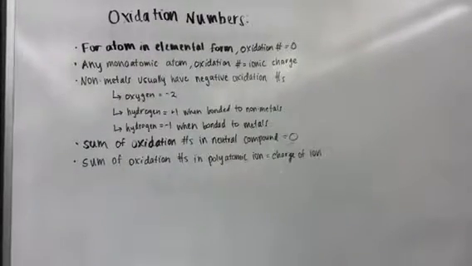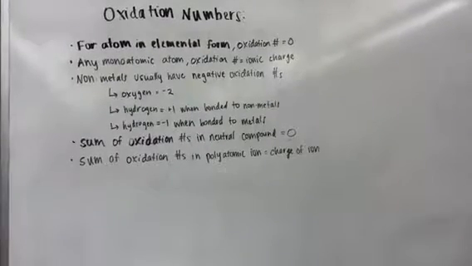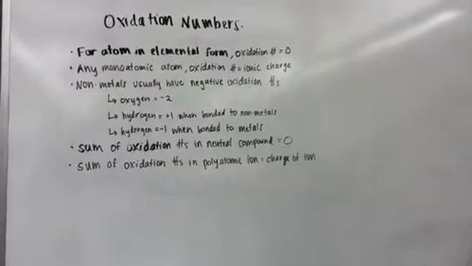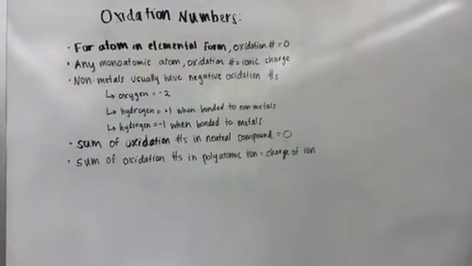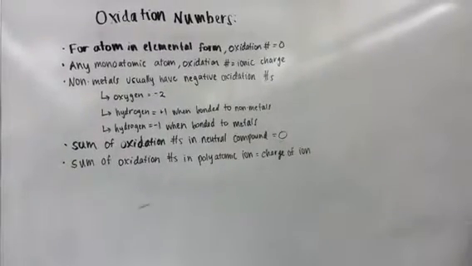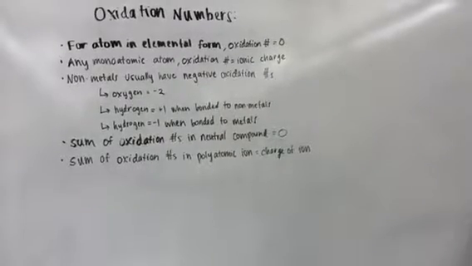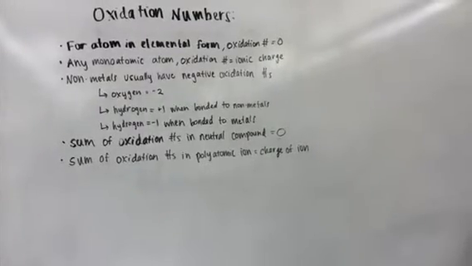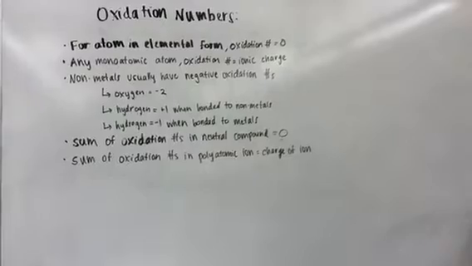A positive or negative whole number is assigned to an element on the basis of the set rules shown here. For an atom in its elemental form, the oxidation number is 0. In a monatomic ion, the oxidation number is its ionic charge. Nonmetals usually have negative oxidation numbers. For example, oxygen is almost always -2, with the exception of peroxides. Hydrogen is +1 when bonded to nonmetals, and hydrogen is -1 when bonded to metals.